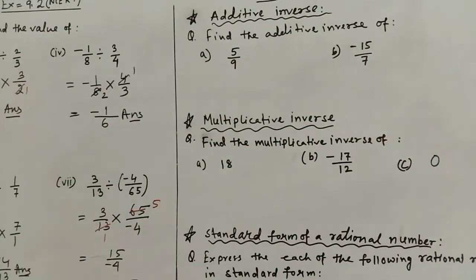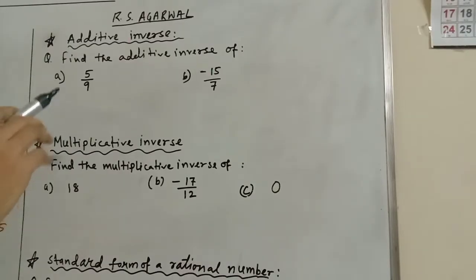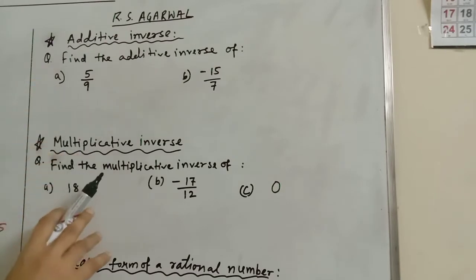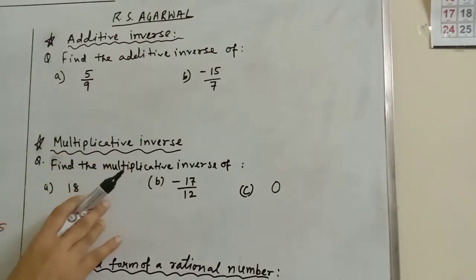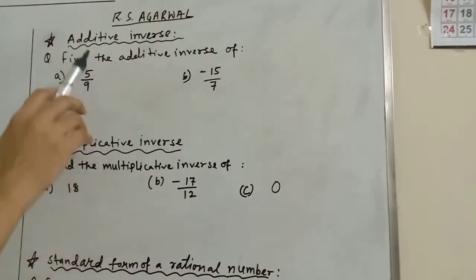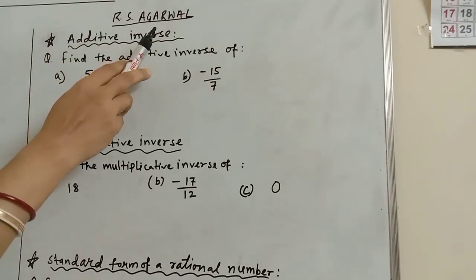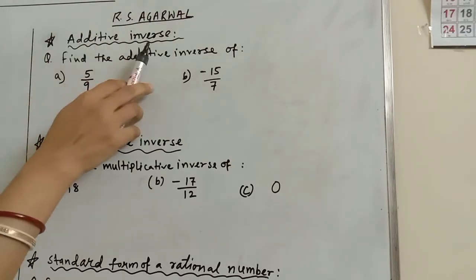Come to the next sum. Now we will discuss a few important things related to rational numbers from the R.S. Agarwal book. Additive inverse.